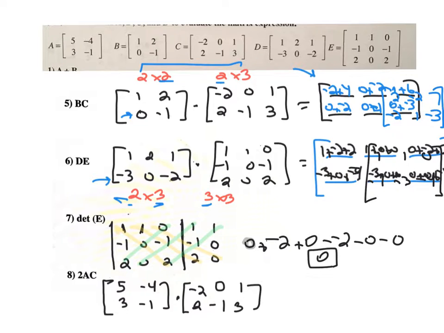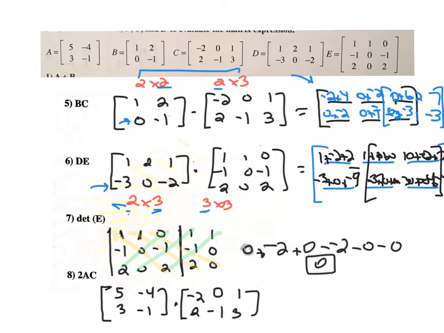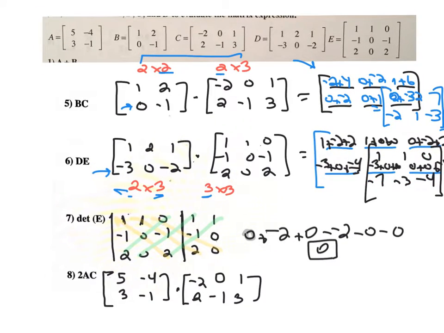Number 8. Let me scoot this up a little bit. Number 8 says 2AC. I multiply everything in matrix A by 2. Actually, I didn't do that yet, so I'll wait till the end. I'm going to go ahead and multiply A times C first. But if you want to, you can multiply the 2 times the A first.